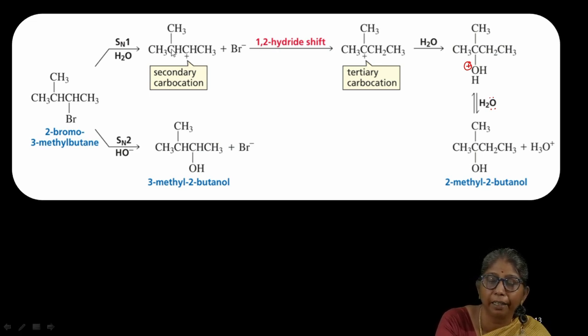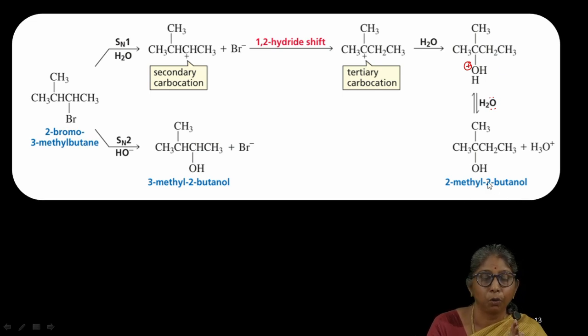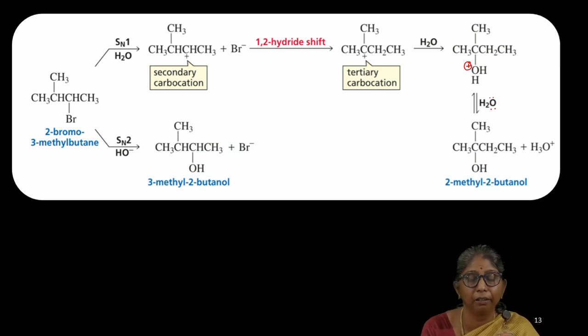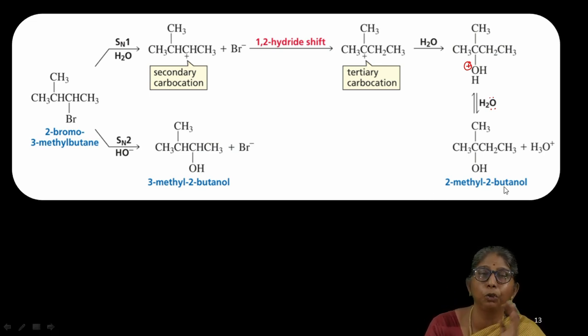So this hydrogen moves to this position, forming a tertiary carbocation, and now the nucleophile will attack that carbon, giving a different product. See, this one is formed and you get 2-methyl-2-butanol. So if you start with 2-bromo-3-methylbutane, according to the SN2 mechanism you will get 3-methyl-2-butanol, and according to the SN1 mechanism the product will be 2-methyl-2-butanol.